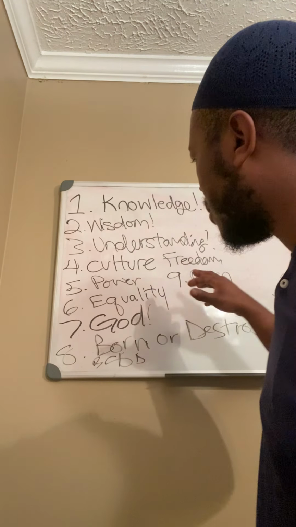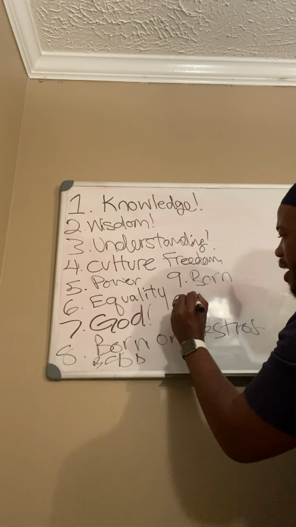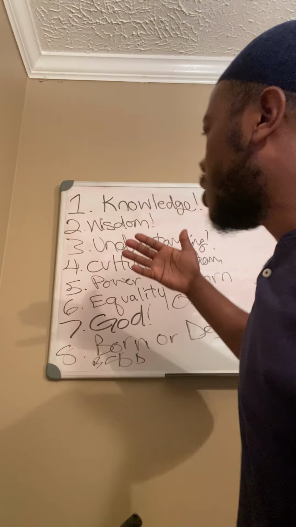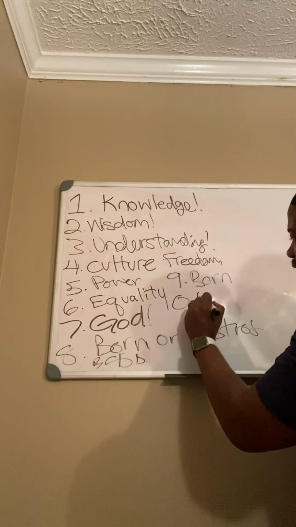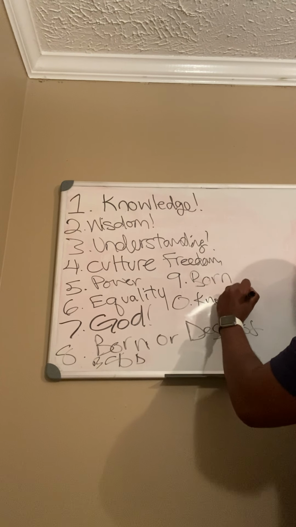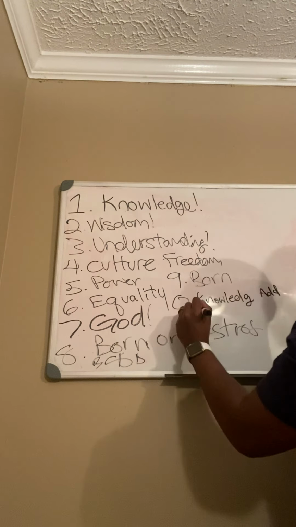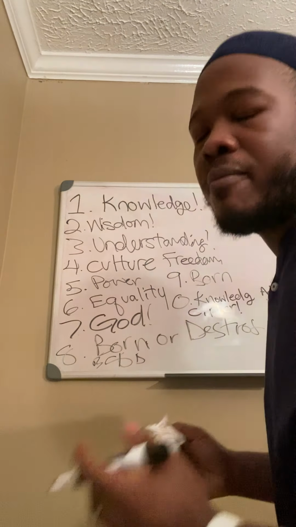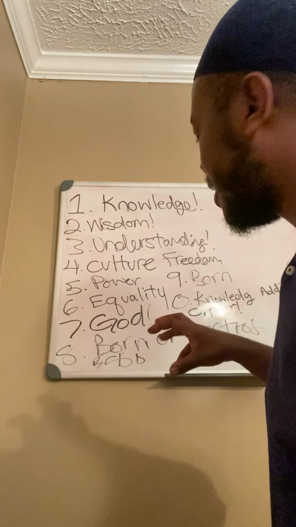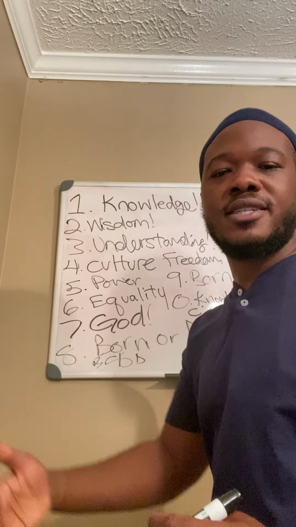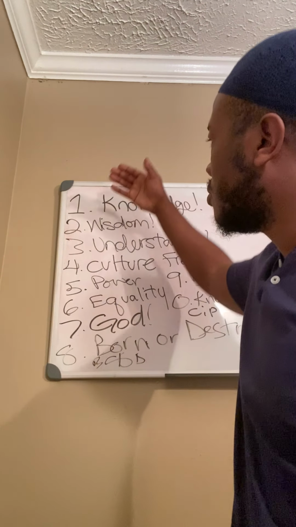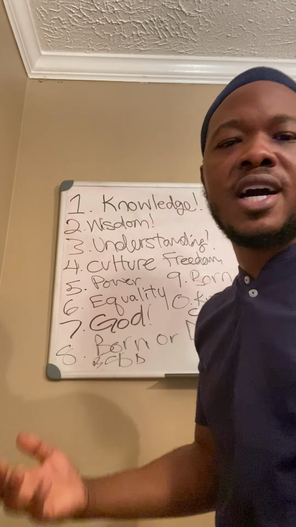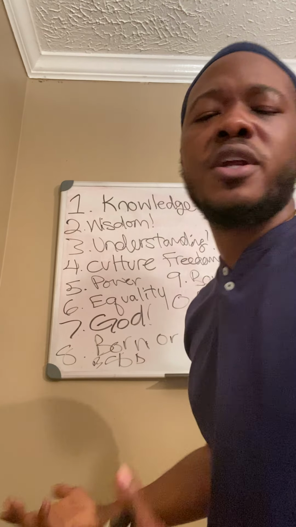So 9 is born. And then we have 0. For me, I always like to start with 0 being first, but we're doing traditional. So 0 is knowledge, add cipher. And cipher, we know, is our only reality. Cipher can be a man, place, or thing. And when you have knowledge to add to that reality, that's when you start back to wisdom, knowledge, wisdom, understanding, culture, freedom, power, equality, God, build or destroy, and to be born again.